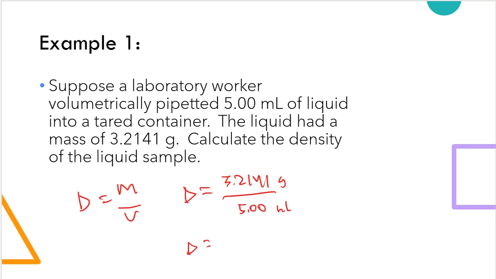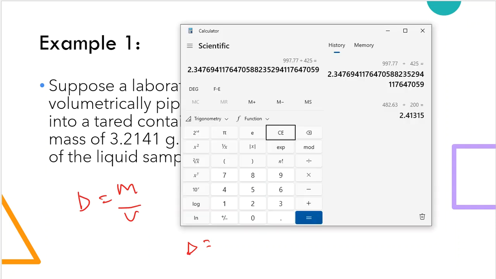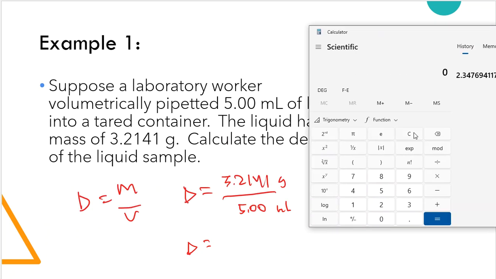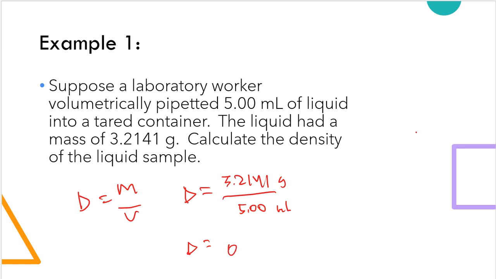So that means on my calculator, I'm going to do the extremely difficult job of keying in these numbers. 3.2141 divided by 5. Enter. There's my density value, 0.643. All right, so 0.643 gram per mil. There you go. That's how you calculate density, folks.